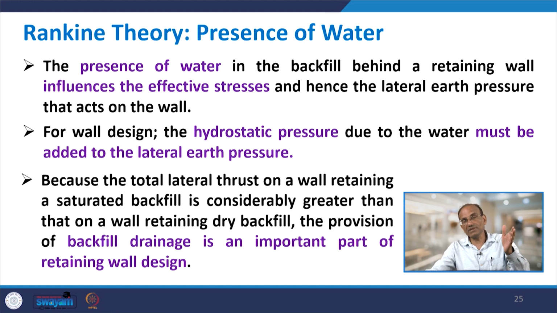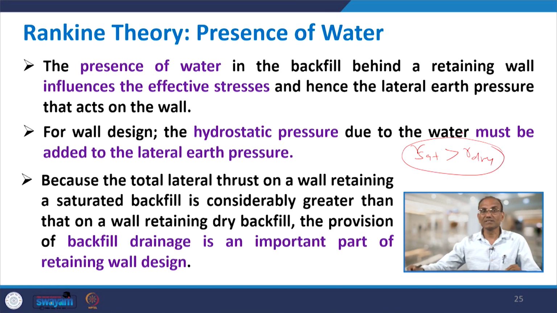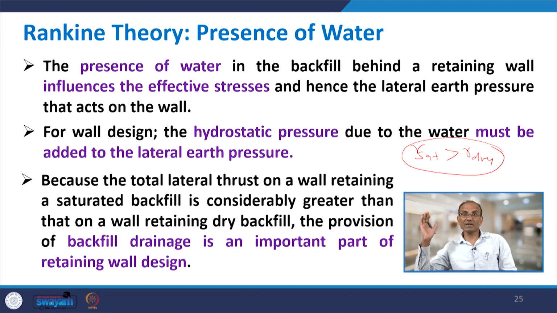If you have a saturated backfill, naturally gamma saturated will always be more than gamma dry. So what will happen? The wall needs to resist more load in the lateral direction. As a result, the provision of backfill drainage is an important part of the retaining wall design. Because the earth will apply more pressure on the wall when it is saturated compared to dry, we need to either provide some drainage system to avoid this water problem, or design a thicker wall. So this was all about Rankine theory.